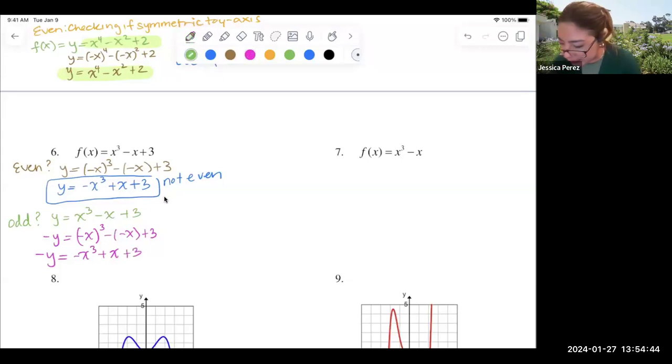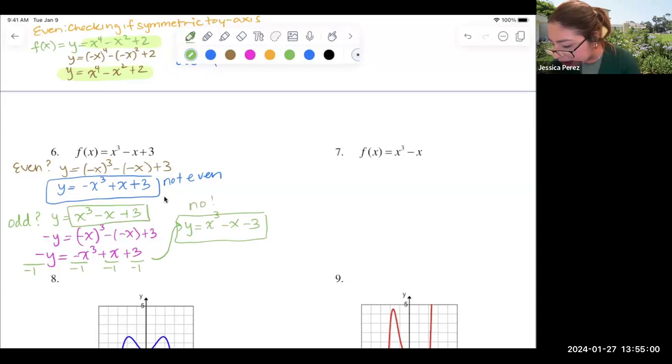Now what happens if I divide everything by a -1? I get y equal x cubed minus x minus 3. Is this the same as the original? No, because this is a -3 and this is a plus 3. So it's not the same. It looks kind of the same, but not necessarily. So then it's neither. It's not odd, it's not even, so it must be neither.